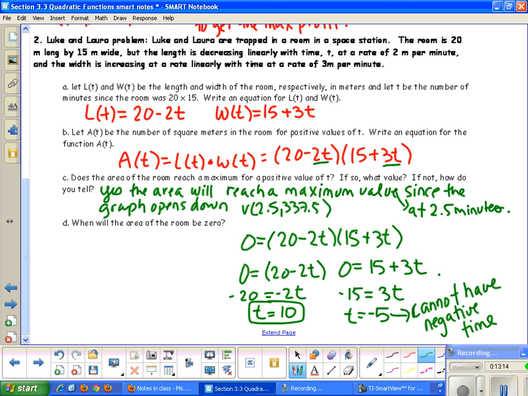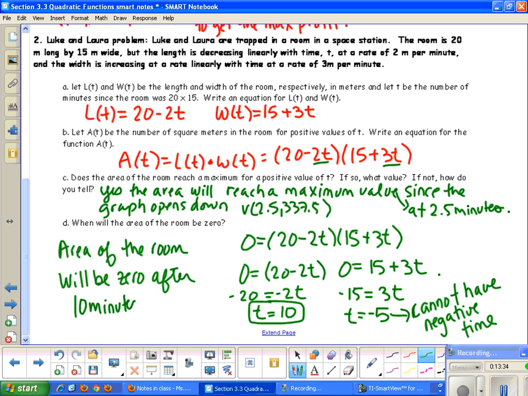So when will the area of the room be 0? The area of the room will be 0 after 10 minutes. So let's hope that Luke and Laura make it out of the room before that.